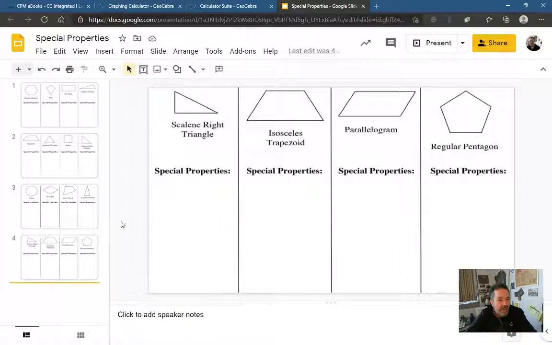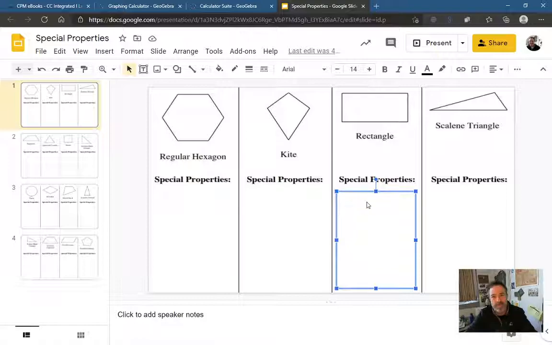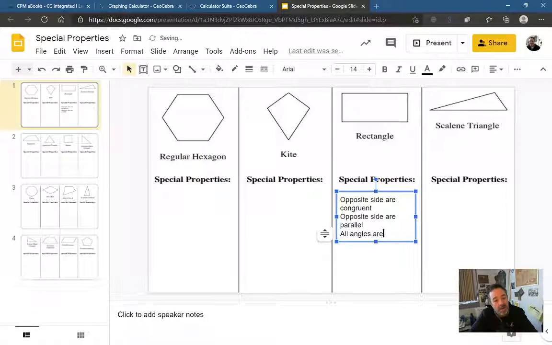For each one of these, I just want you to click into one of the boxes. I'll look at the rectangle. Just click into it and tell me what its special properties are. This is kind of a research project, but it's also thinking about this being two right triangles put together, right? You can tell me a lot of properties just by thinking about this. So for example, we could say that opposite sides are congruent. I know there's a way I can insert that symbol here, but I'm not going to think about it right now, so I'm going to write the word congruent. Opposite sides are congruent. Opposite sides are parallel. Let's see, all angles are right angles.